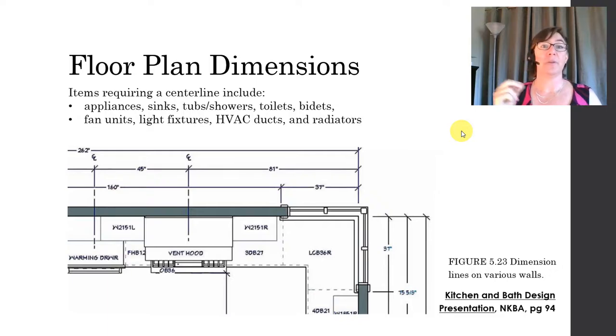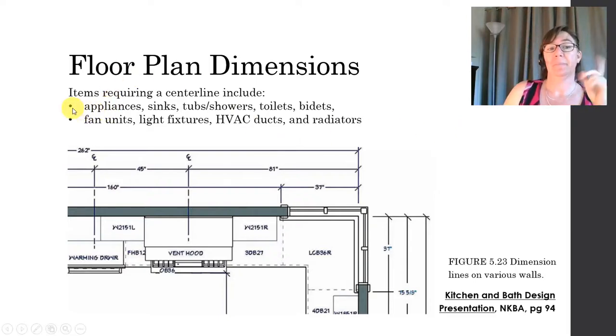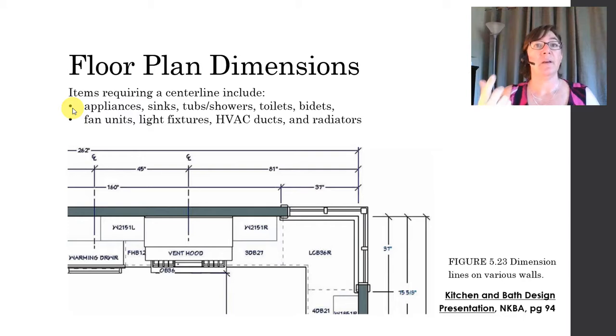Let's talk a little bit more about those center lines. What do you need to put a center line on? Any appliances, any sinks, tubs, showers, toilets, bidets. Why are we providing a whole separate dimension line and dimensioning these particular items to the center? It's because you need to install the electricity and utilities for these items before you close the walls up. And so you're going to measure to the center line of each of them.